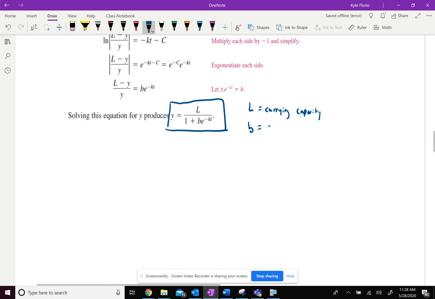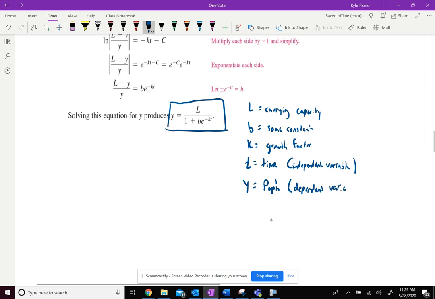B is just some constant. And K, I believe, is what we call the growth factor. Growth or decay factor. T is obviously time. For the application problems, you can think of T as just like your independent variable. And Y is your dependent variable. And a lot of times it'll model population.